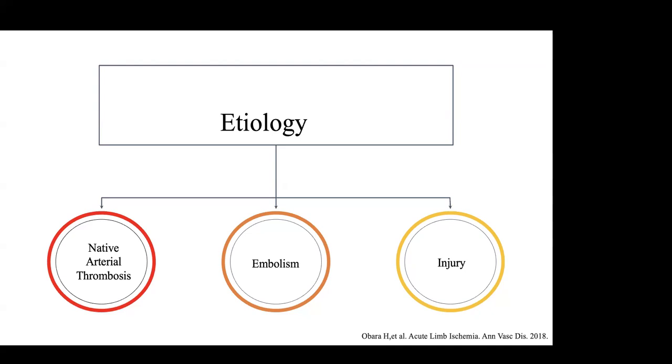The next point associated with native arterial thrombosis is aneurysm. Acute thrombosis of an aneurysm can lead to profound lower limb extremity ischemia. This clinical scenario, however, is more commonly associated with popliteal artery aneurysm, and this aneurysm can also be associated with distal embolization.